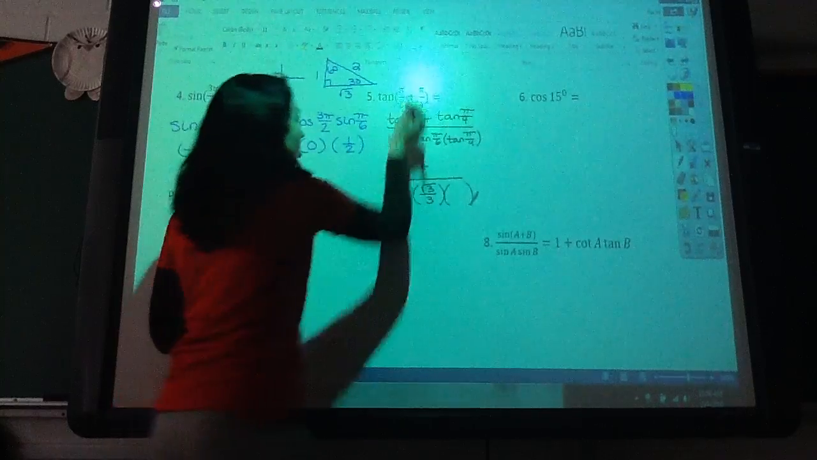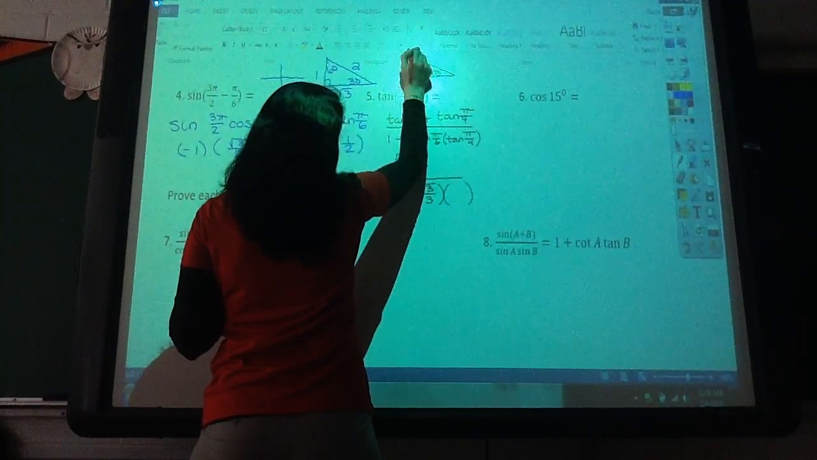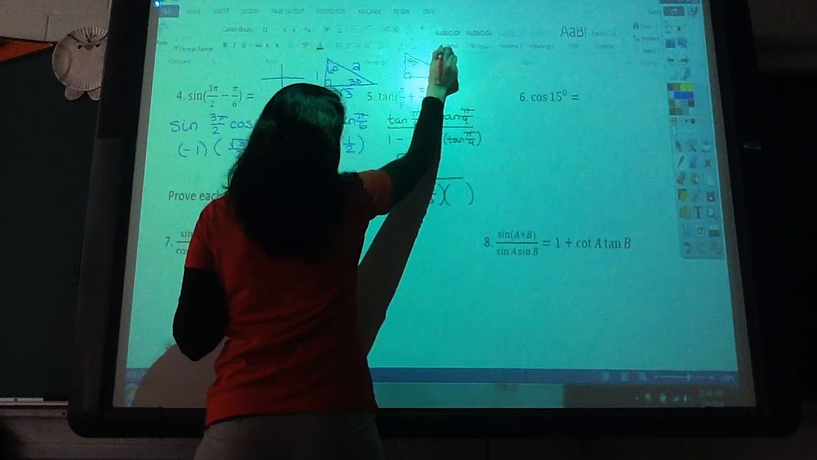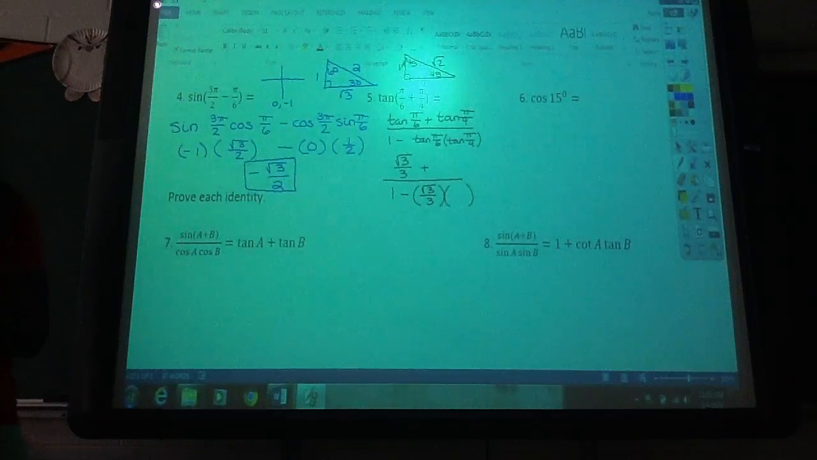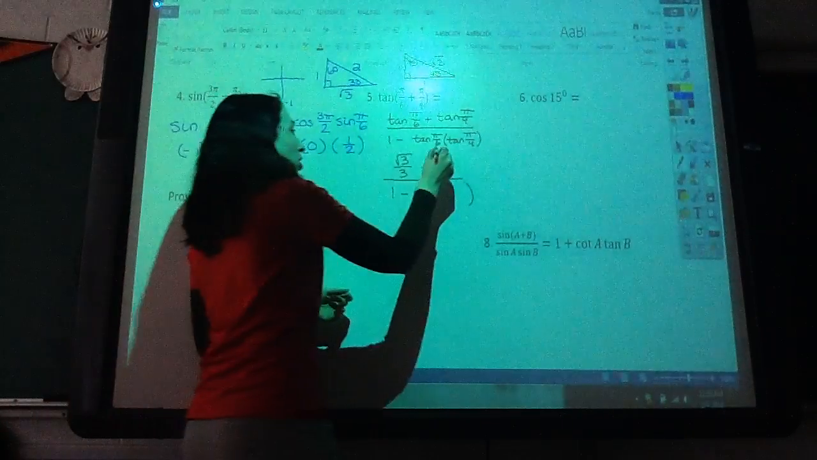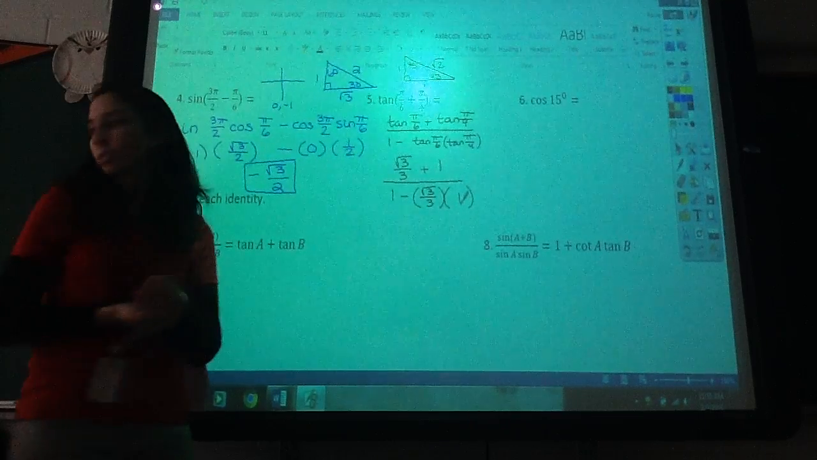Now, pi over 4 is dealing with the 45, 45, 90 triangle. What's the tangent of pi over 4? 1. So, not very pretty, is it?